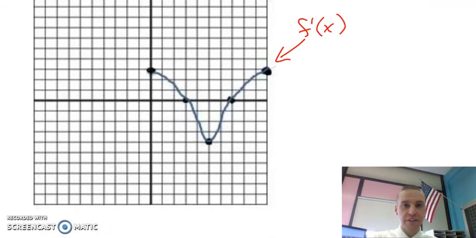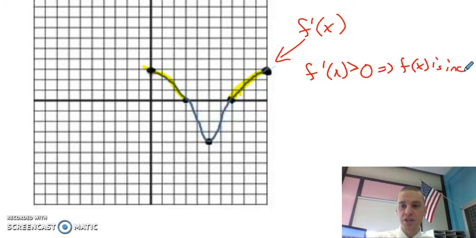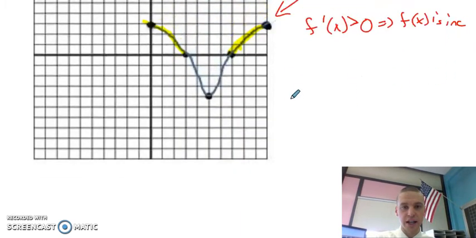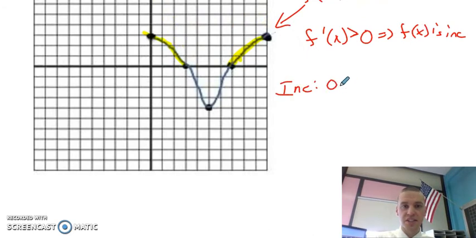So, with this graph, if we look here, the derivatives are positive here and here. If the derivative is positive, what do we know about the original function? Well, if the derivative is greater than 0, we know that f of x is increasing. And so therefore we can say increasing from 0 to 3, and 7 to 10.